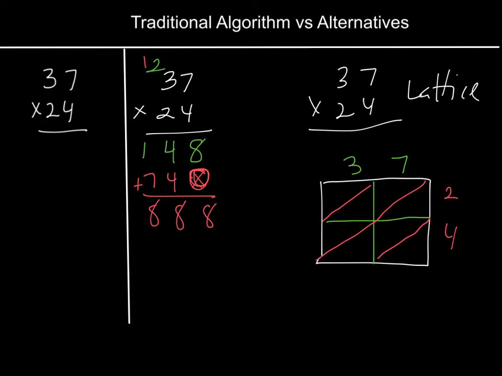So here I have 2 times 7 there, and what I'm going to do is write that 14 in that box. So 1, 4, like that. Then I multiply 4 times 7, which is 28, like that. Then I multiply 2 times 3, which is 6, so it's 0, 6. And then I multiply 4 times 3, which is 12, like that.